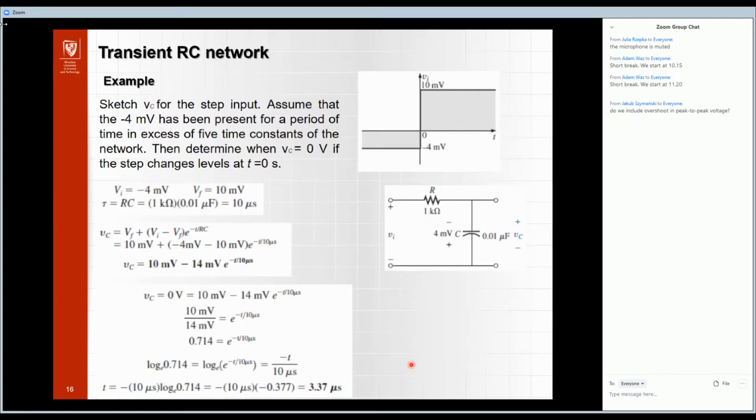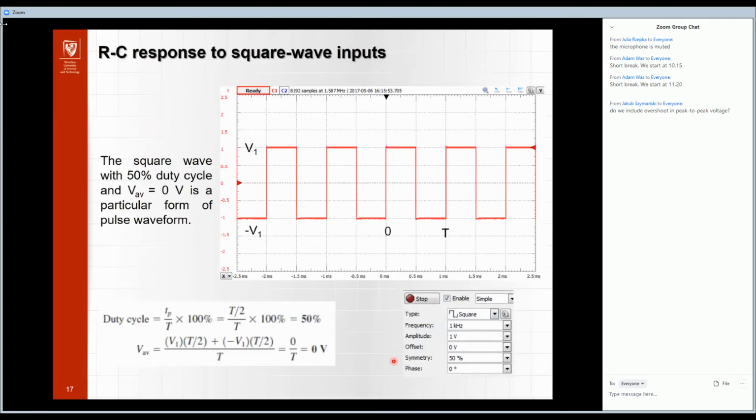After this time, we have voltage equal 0, from minus 4 millivolts to 0. So after this time, we have exactly 0 volts, and so it is what you see in this picture. So it is the initial value and it is the final value, and here we have this point. Okay, and now we have the square wave with 15 duty cycle, and the average voltage equals 0 volts. So it is a particular form of pulse waveform.